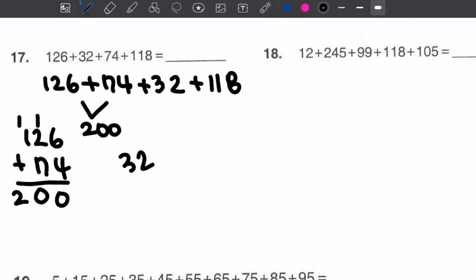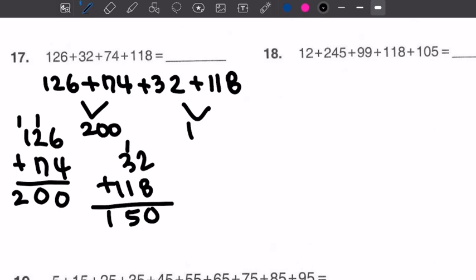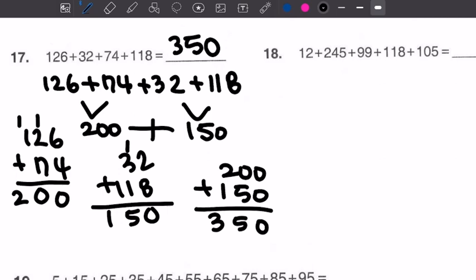And for 32 plus 118, 2 plus 8 is 10. 1 plus 3 plus 1 is 5. So 32 plus 118 is 150. If we add these two together, we get 350. Therefore, 126 plus 32 plus 74 plus 118 equals 350.